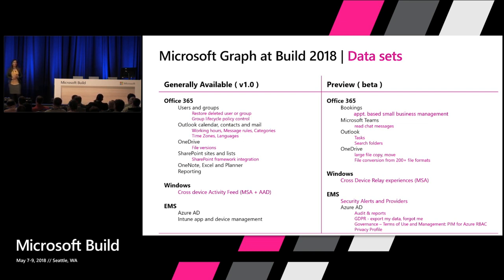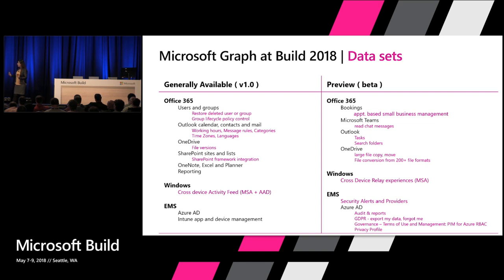In preview, we have new APIs for Bookings, a service for small and medium businesses that lets you manage the booking of appointments and things like that. We also have a refresh of the Teams APIs. About 6 months ago, we released a preview of the Teams APIs in Microsoft Graph. The first version only allowed you to post messages into channels. This refresh allows you to read messages, so you can build a whole parallel conversation around everything in Microsoft Teams, both reading and writing chat messages.